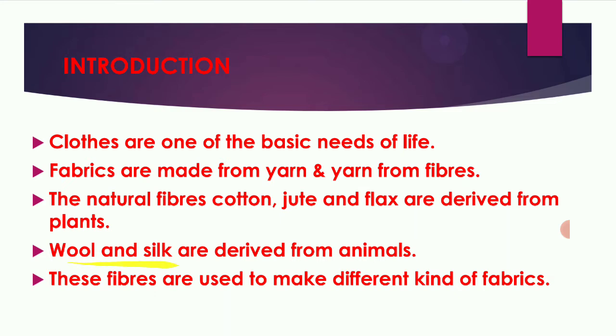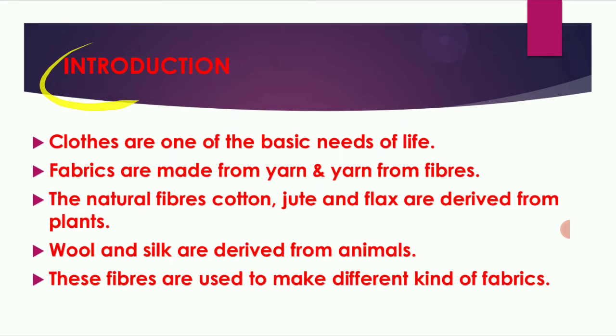We know that wool and silk are obtained from the animals. We have natural fibers obtained from the plants and natural fibers obtained from the animals. These fibers are used to make different kinds of fabric. So these fibers which we get from the plants or animals, we use for making different kinds of fabrics.